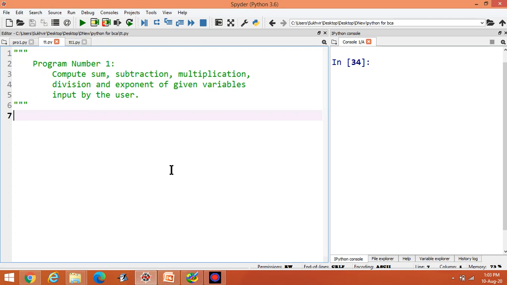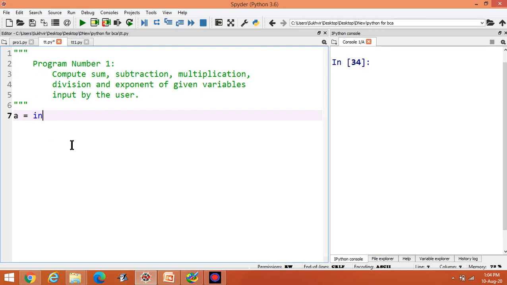I will start with the programs as per the syllabus of Punjab Technical University for BCA third semester. It's the first program to calculate sum, subtraction, multiplication, division and exponent of given variables input by the user.